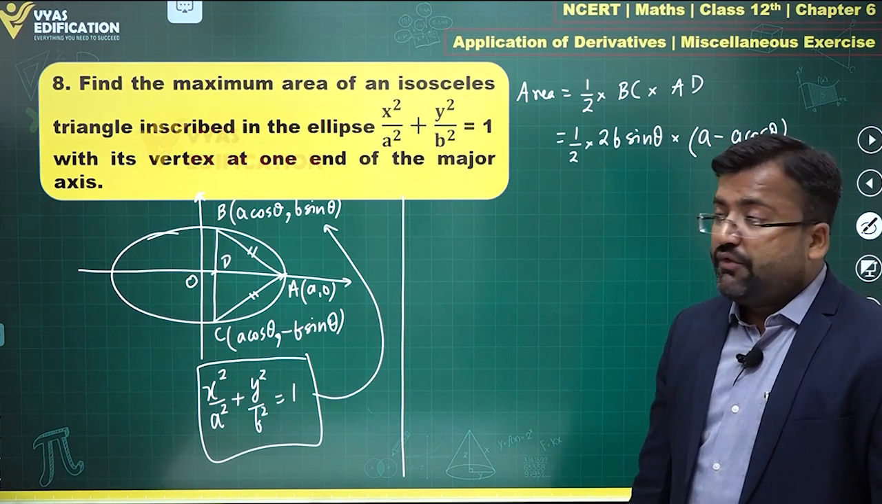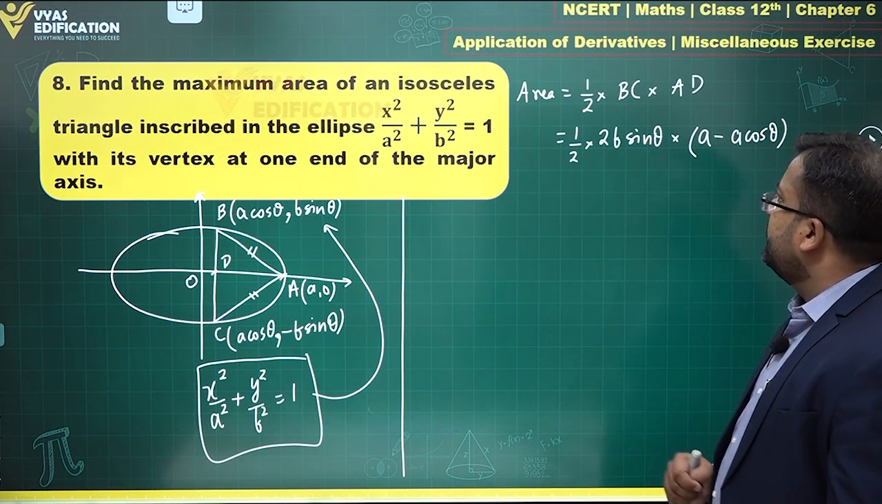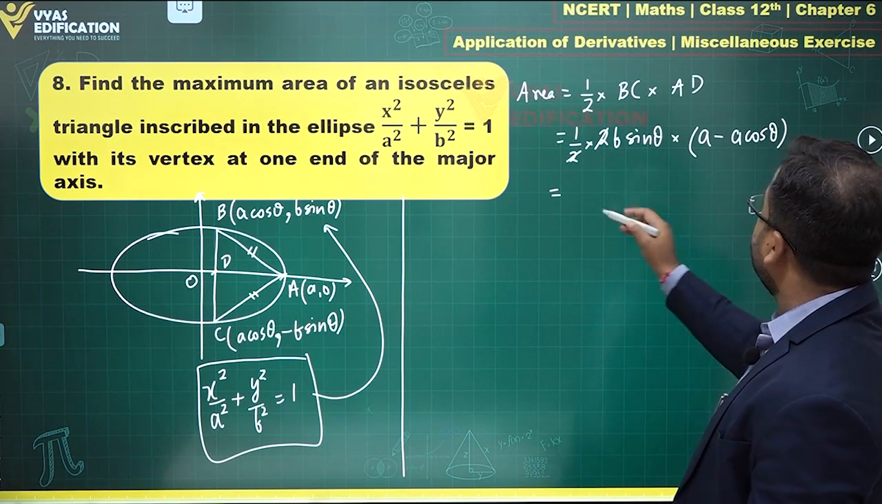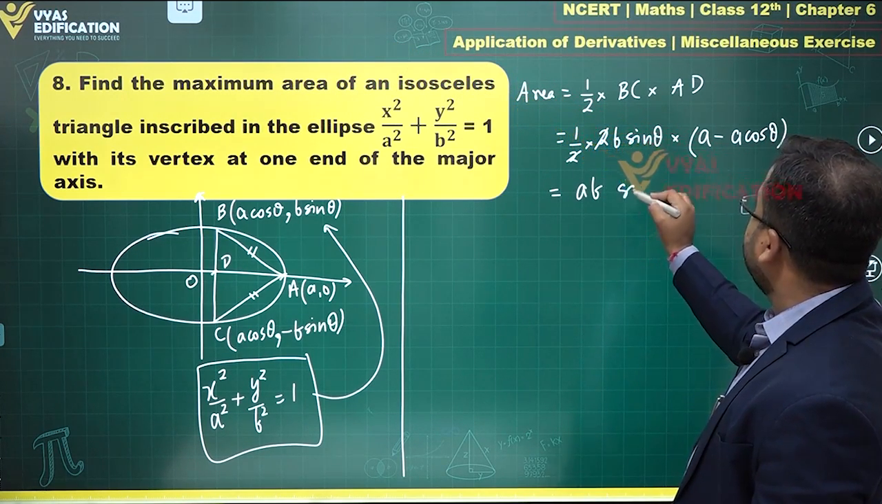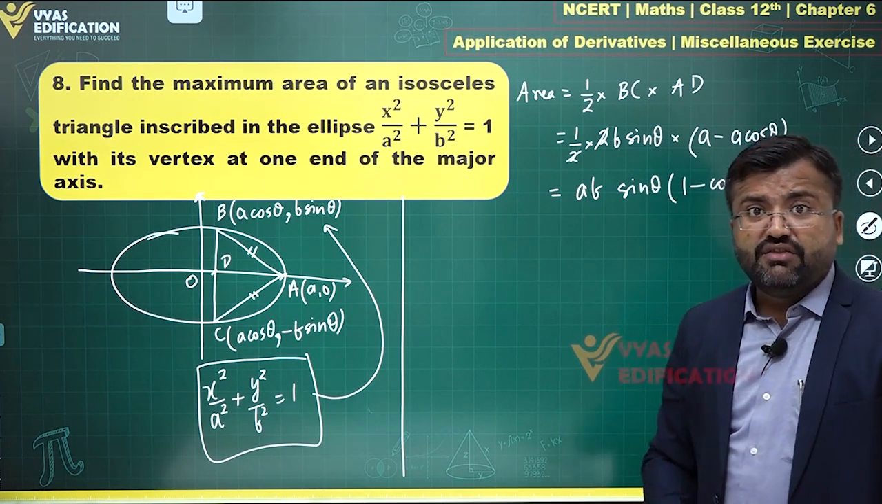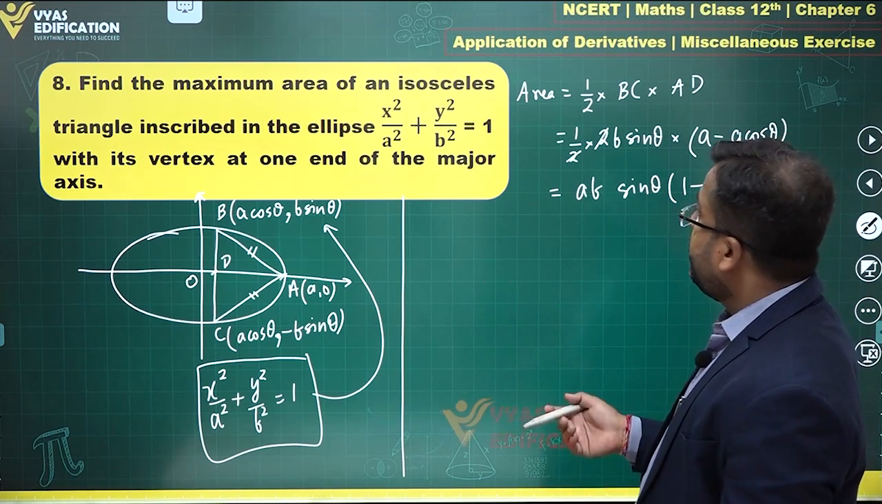But in that case, A cos theta would have been negative, right? So let us write it in this manner only, and this is the area. This 2 goes, this is B and A comes out, sin theta times 1 minus cos theta is what I have in terms of theta. We can differentiate and find the maximum area easily.